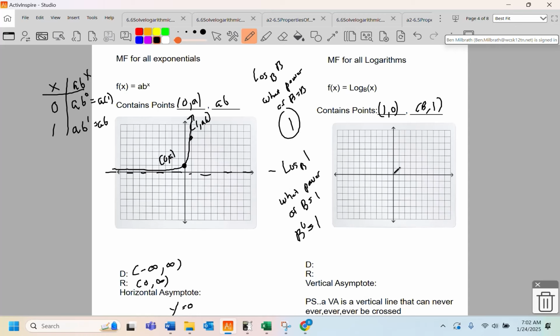All right, so here's the mom for all logarithms. We contain 1, 0, and then we contain some other point b1, which I'll have to label because I don't have a grid that's done in the letters. And remember, they are inverses, so they're going to look a little bit different. Instead of having that horizontal asymptote, we have that vertical asymptote. It's by default at x equals 0. Domain and range have swapped around. Falls forever, rises forever. And the domain here would be from 0 to infinity. And there you go. 2 new mom functions, basically.